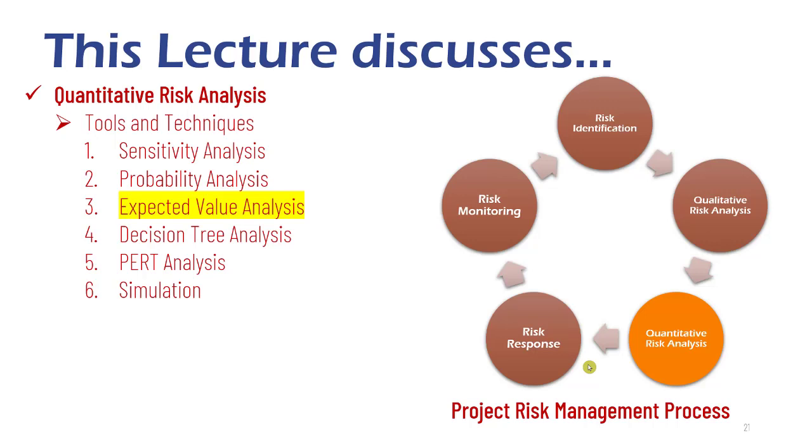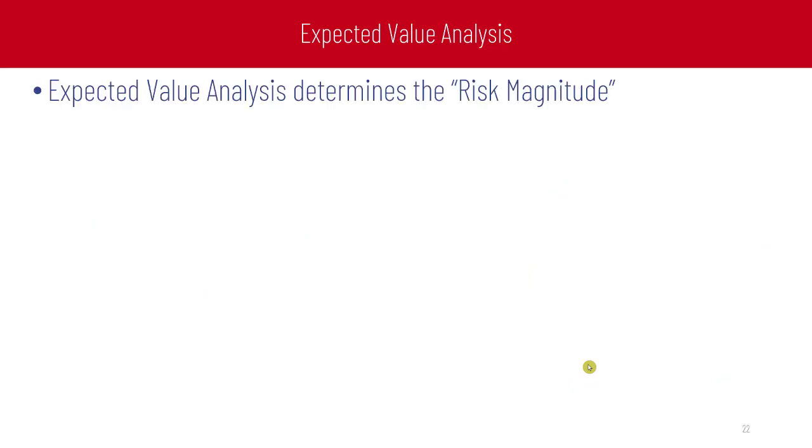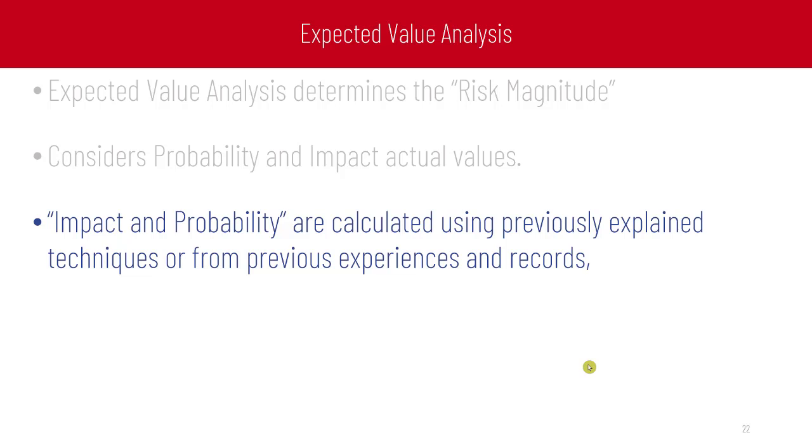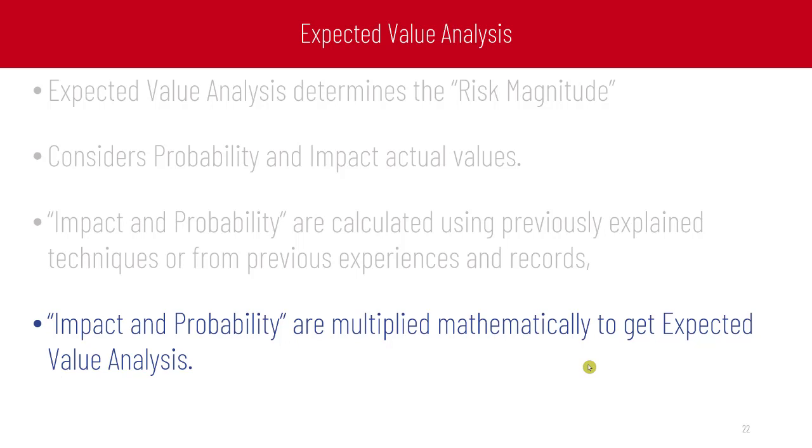Expected value analysis, tool number 3 used in quantitative risk analysis. Expected value analysis determines the risk magnitude. It considers both probability and the impact actual values. Impact and probability are calculated using previously explained techniques, the probability curve and the sensitivity analysis, or from the previous experience and records of the project team. Impact and the probability are multiplied mathematically to get the expected value. That means expected value equals probability multiplied by the impact.